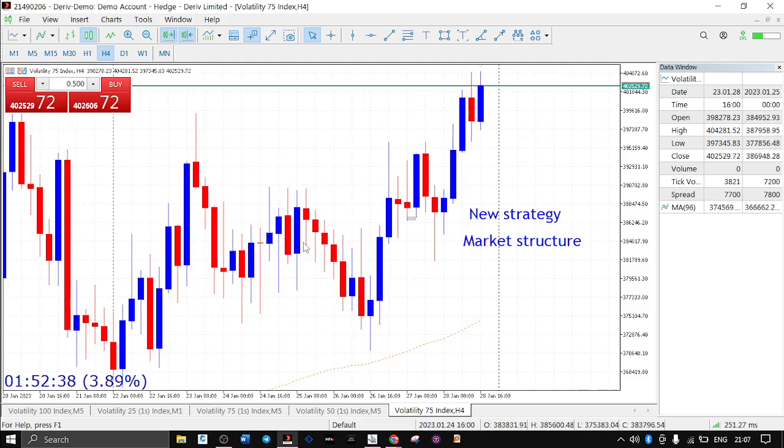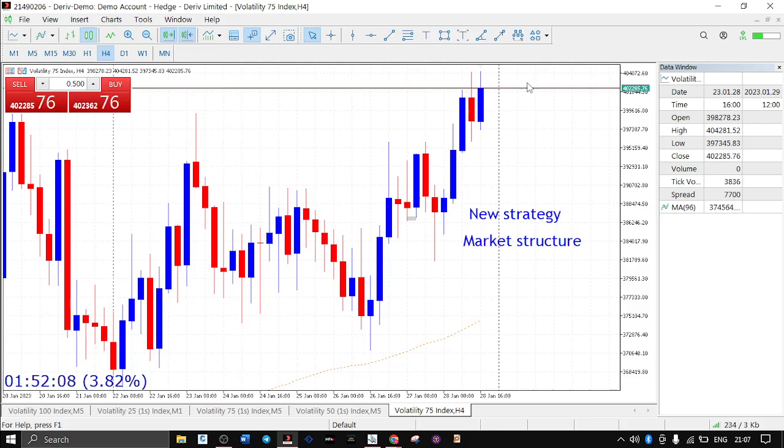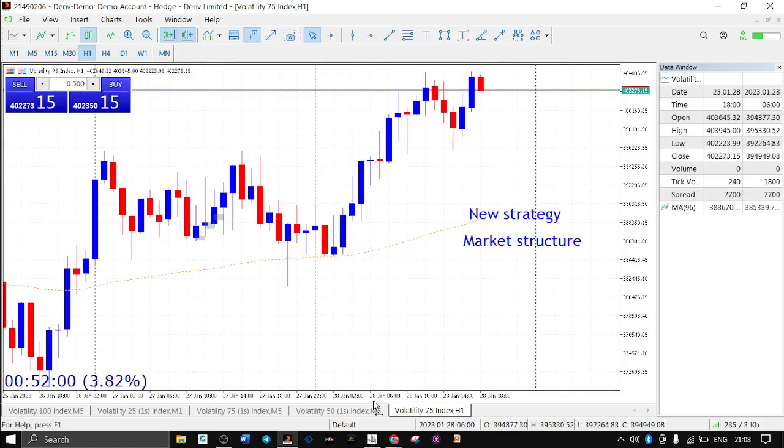Right now, when we look at the market structure on the 4-hour time frame, we can see higher high, higher low, higher high, higher high, higher low, higher high. It may come back to form a higher low and continue going up. So after identifying market structure, we have a bias of buying on the 4-hour time frame. On the 4-hour, the market structure is being respected.